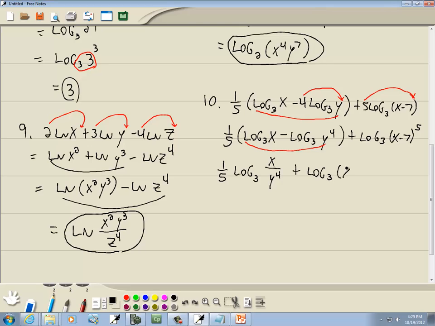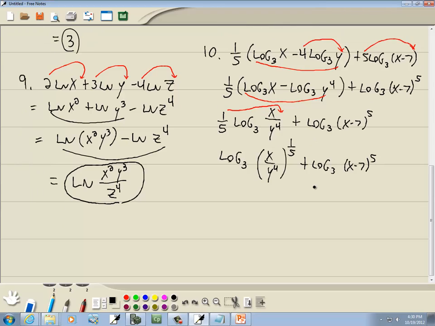Plus, and then I'll bring down the rest of this. Now you notice after I combine those together, there's no need for the parentheses anymore. Now here we have log of something plus log of something, and addition becomes multiplication, assuming the logs don't have any numbers in front of them. We have a 1/5 in front of this one, so we're going to take that and put it as our power. So this is going to become log base 3 of x over y to the 4th to the 1/5 power, plus log of x minus 7 to the fifth. That's 1/5 power. Sorry, did I say fifth power?